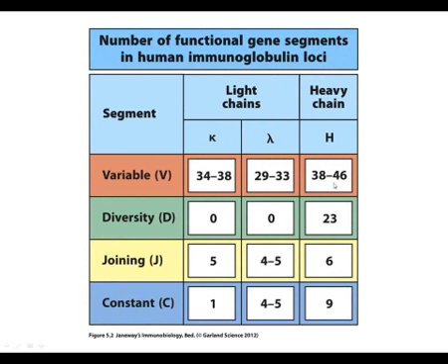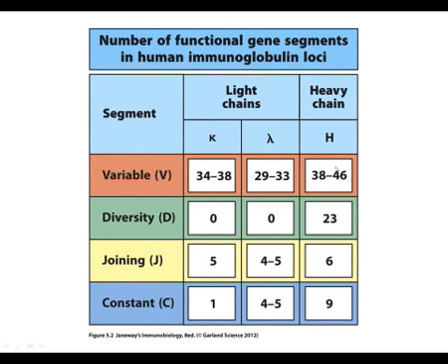So this is the first part of diversity on the immunoglobulins, because you have lots and lots of different segments that can be combined. Remember there are two different types of light chains, the kappa and lambda light chains. Kappa light chains have somewhere around 35 different variable regions, lambda about 30. And on heavy chains, you have potentially over 40 different variable regions.